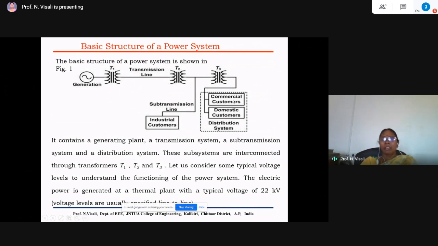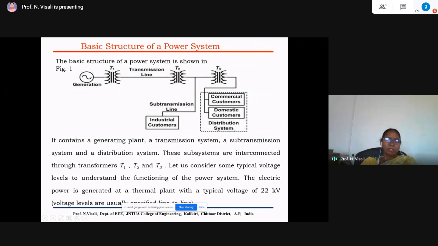These consumers utilize the voltage. Let us consider commercial customers: they utilize voltage levels of 11 kV or below, like 400 or 440 volts, with three-phase supply. Domestic consumers use single phase or three phase. The single phase voltage is 220 volts, and the three phase voltage is around 440 volts.